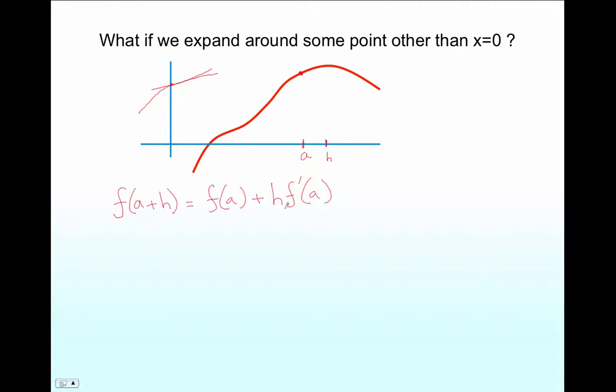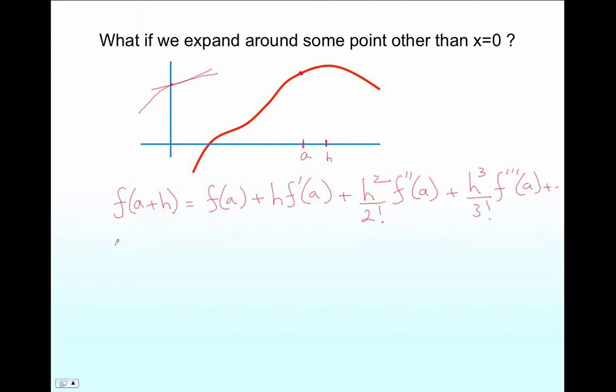The derivative f prime evaluated at the point x equals a. If h is not small enough, it's a bit larger, then you may need to go to the next term, h squared over 2 factorial f double prime of a. And then there's the third order and the fourth order and so forth.